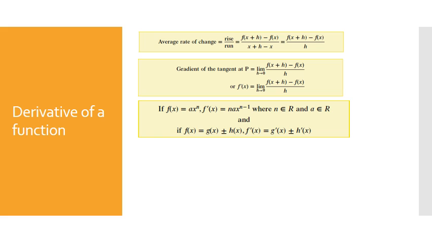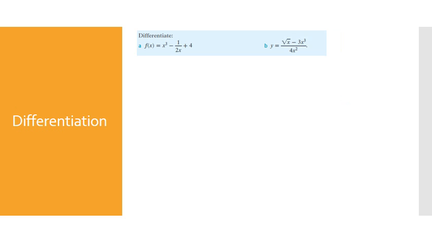Which means if you have a polynomial, then if f of x is equal to a x to the power of n, then f dash of x is where you take the power down, that's why it's na. Then you have x to the power of n minus 1, so you subtract the power by 1. To differentiate f of x equals to that, take the power down, subtract the power by 1.